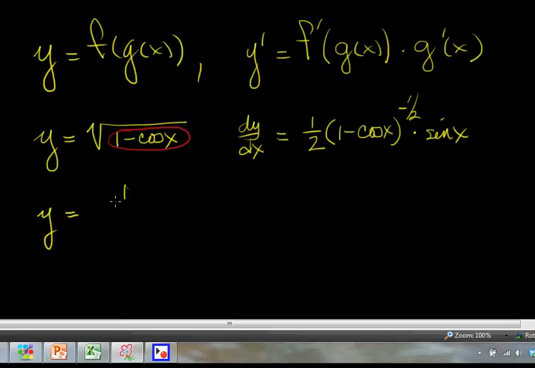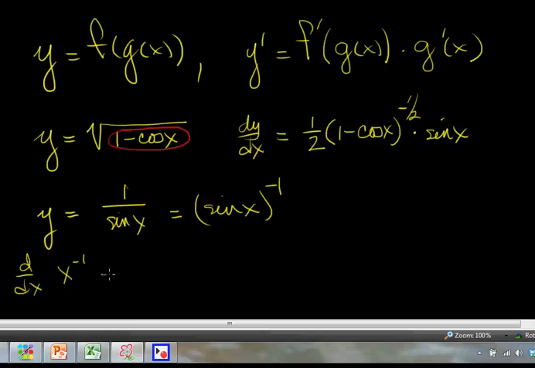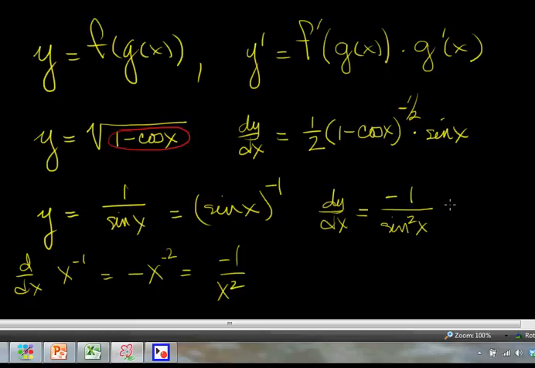Let's say we have 1 over sine x. You can think of this as function composition. You might think of it as sine x to the minus 1 if you want, because you'll be remembering that the derivative with respect to x of x to the minus 1 is minus x to the minus 2, or minus 1 over x squared. So if this is our y, dy dx here will be equal to minus 1 over sine squared x, not x squared, but sine x squared, times the derivative of sine x, which is cosine x.